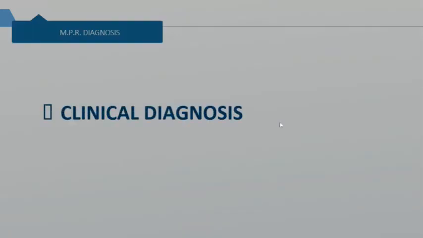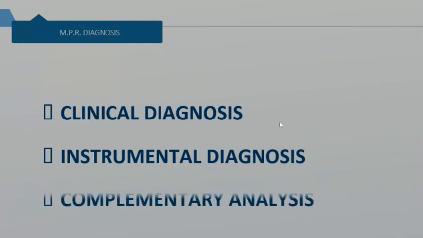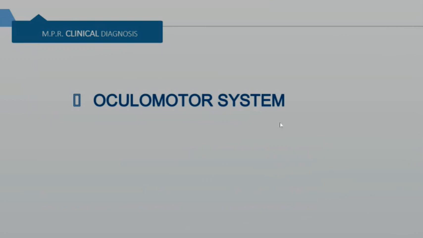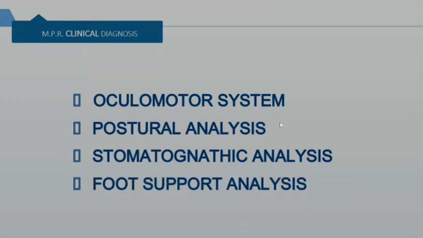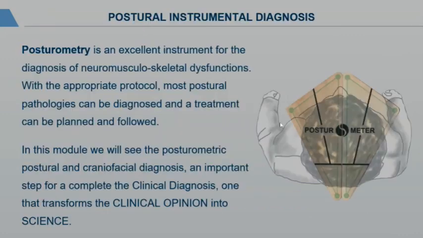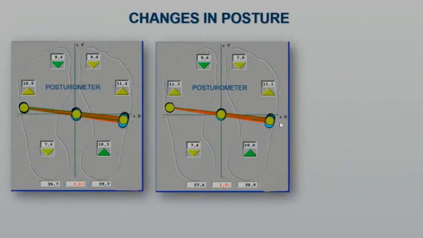We see now clinical diagnosis, instrumental diagnosis, and complementary diagnosis. We study the oculomotor system, postural analysis, the stomatognathic system analysis, and the foot support. This is clinical. The posturometer measures that situation. We can measure the eyes, we can measure the foot, we can measure the jaw position and the stomatognathic system position, if it's disturbing the body posture or not. Clinical opinion is an opinion. If you measure, it's science.